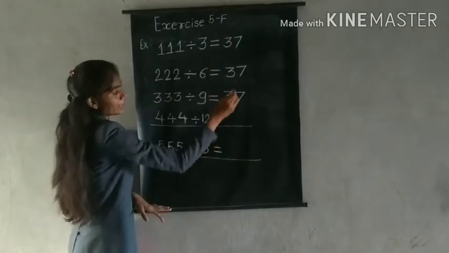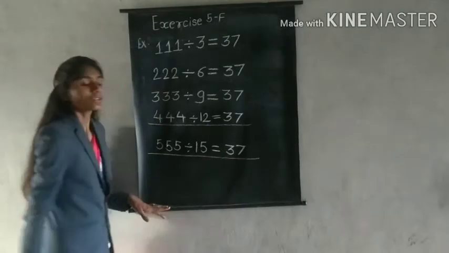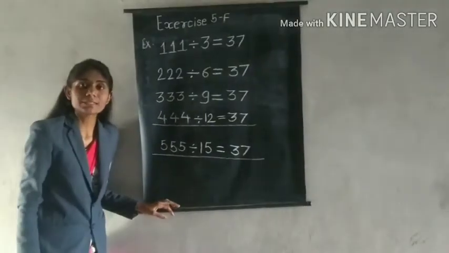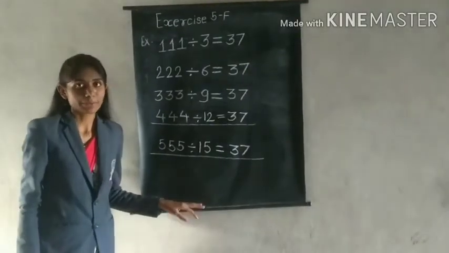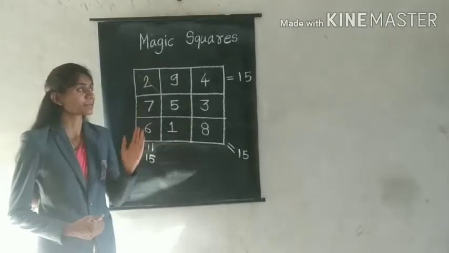So the answer will come the same, that is 37 and 37. So in this way we have to write the answers of the patterns by observing them. Next type of pattern is magic square.